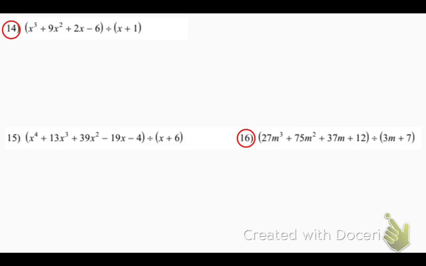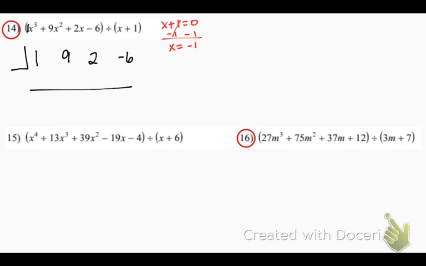Okay, number 14, we can use synthetic division because when I set my factor, I have x plus 1 equal to 0. That means my root is negative 1. It's a whole number. It's not a fraction. So when it's not a fraction, I can use synthetic division for this problem. So remember, to set that up, we have our little box, and we're going to write our coefficient terms across the top. So the coefficients are 1, 9, 2, and negative 6. And the root is negative 1, so that's going to go up here.